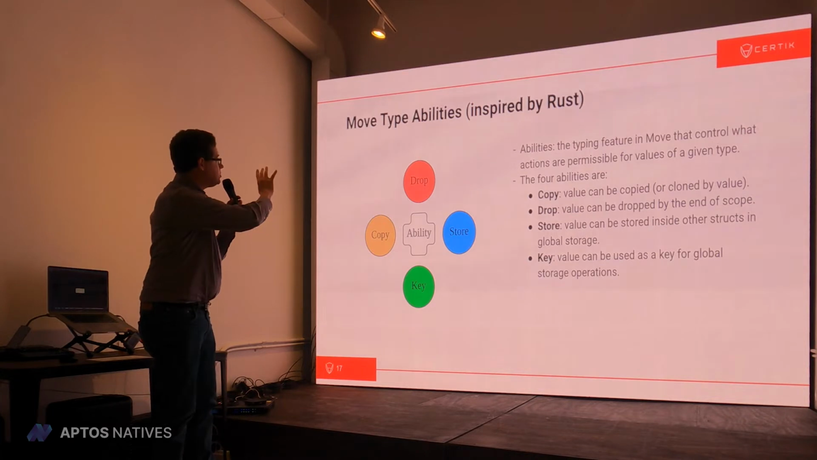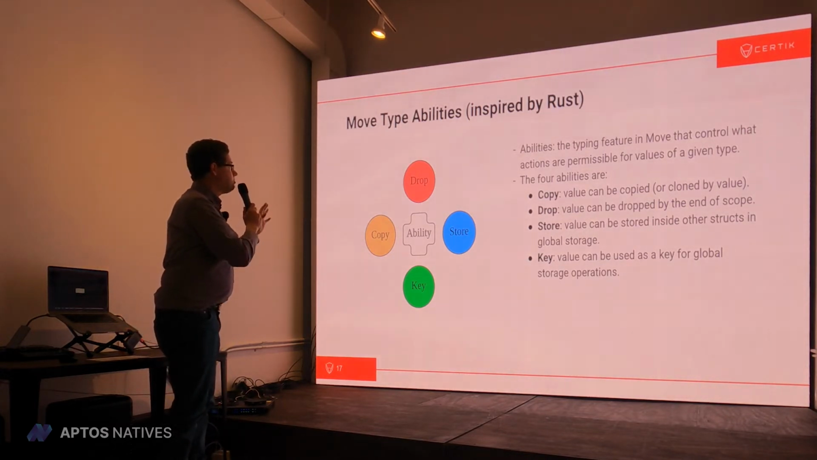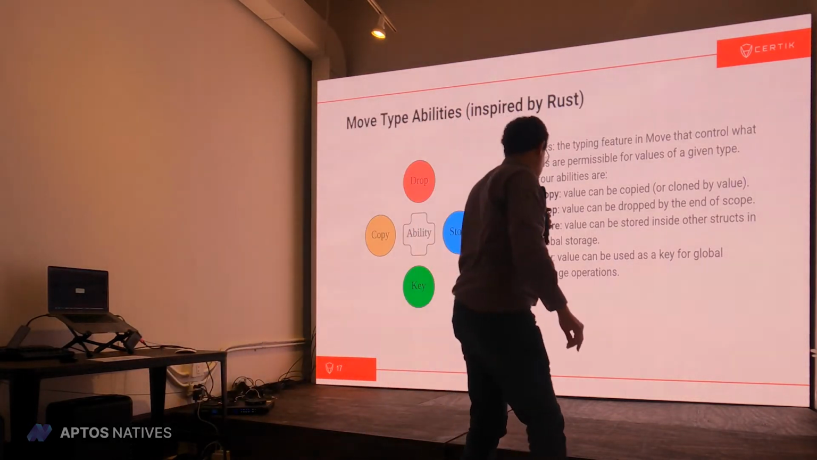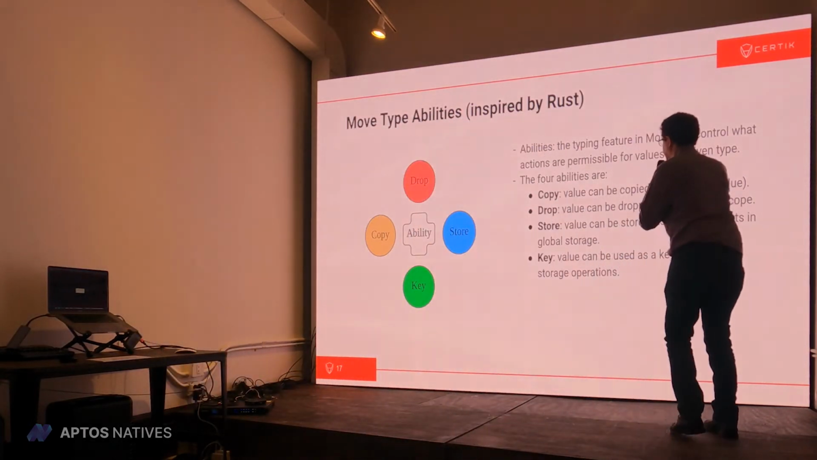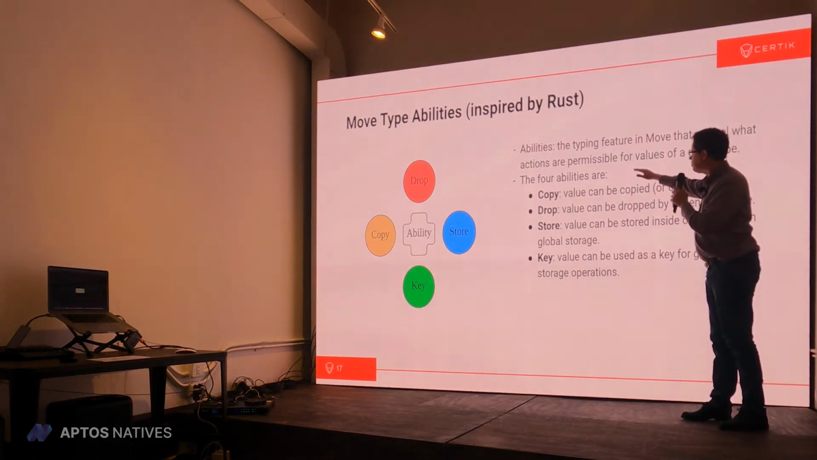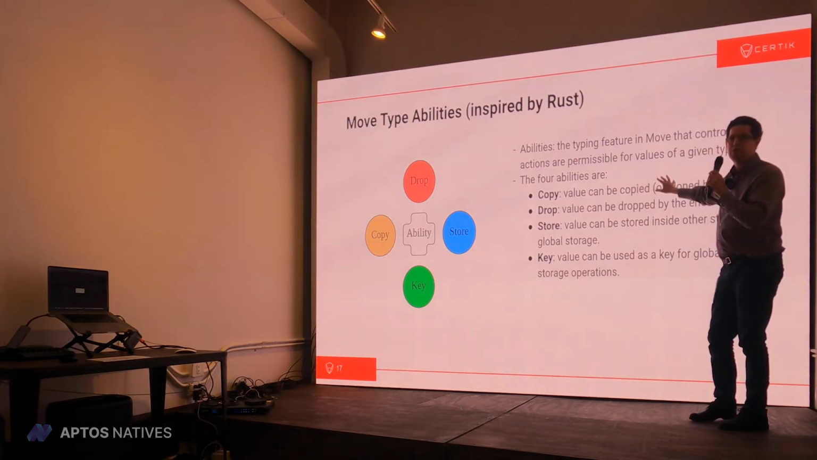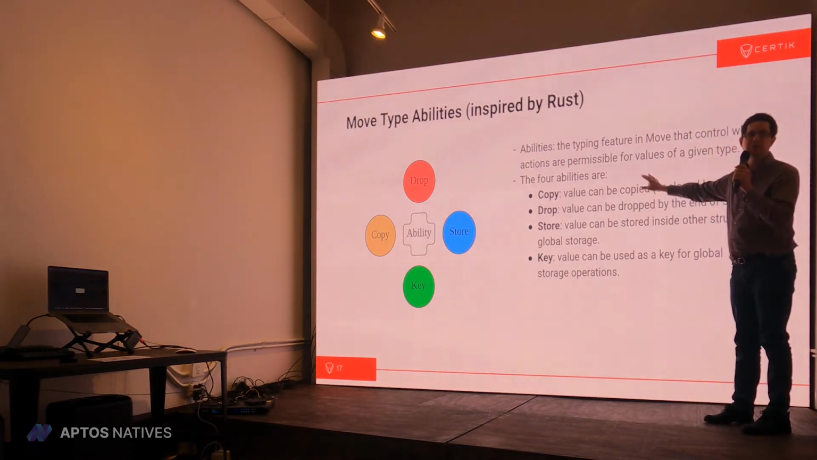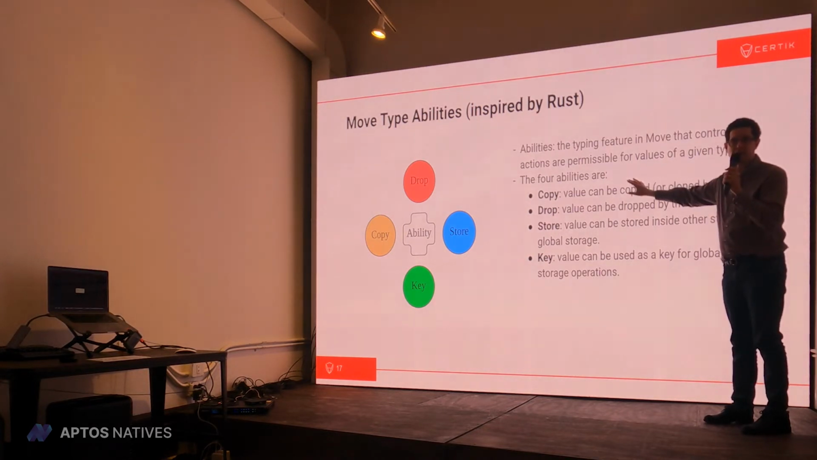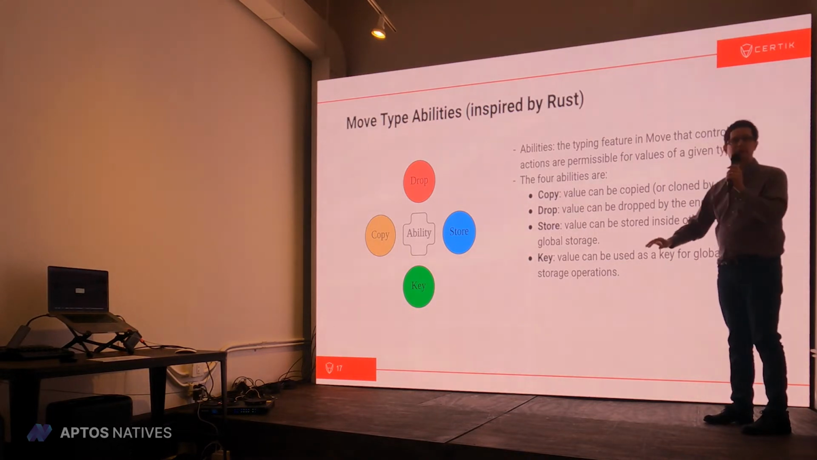And so the idea is you have this notion of type abilities. These are inspired by Rust. So the abilities control what actions you can take for a given type. In other words, there are 4 abilities that Move gives you. There's copy, which says the value can be copied or cloned. So typical examples, you might expect somebody to be able to copy an integer. What you don't want them to do is copy a coin. That's bad news. Drop says the value can be dropped at the end of the scope.